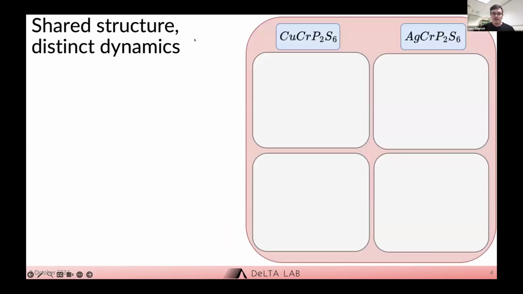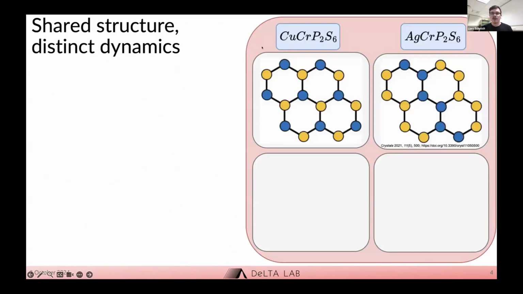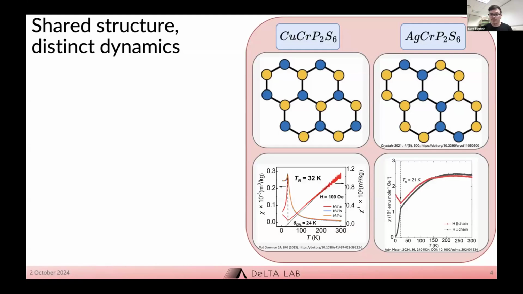So in this talk, we're going to be focusing on this copper chromium phosphor sulfur compound and this silver chromium phosphor sulfur compound, which I'll abbreviate as CCPS and CAPS. So this copper compound has a Néel temperature of 32 Kelvin, and the silver compound has a Néel temperature of 21 Kelvin. Below this temperature, both materials are antiferromagnetic. But despite being isostructural, these materials magnetically order and behave very differently. So to the right, we show this planar overview of both materials with the chromium in blue and the copper or the silver here in yellow.